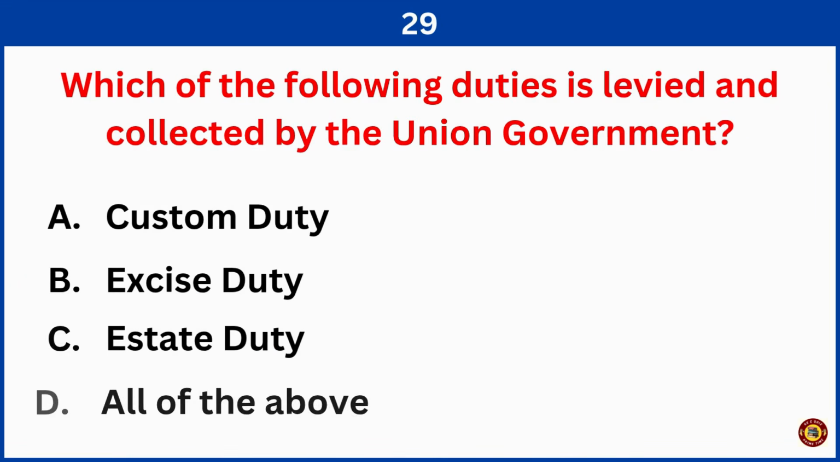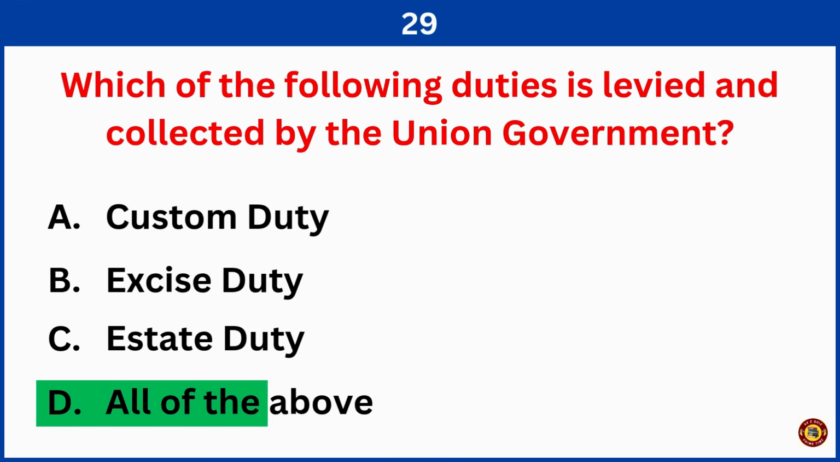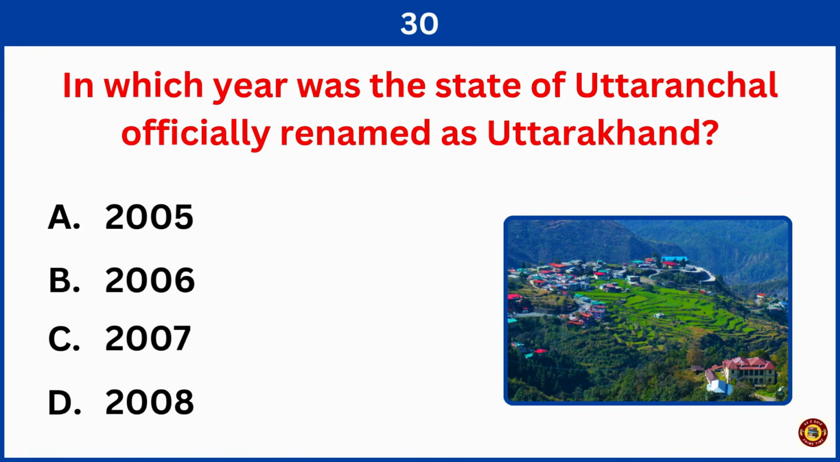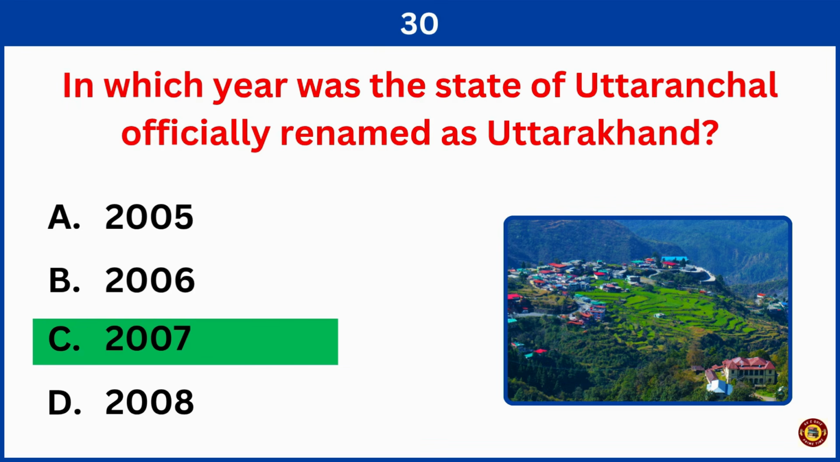Which of the following duties is levied and collected by the Union Government? Right answer is option D, all of the above: custom duty, excise duty, and estate duty. In which year was the state of Uttaranchal officially renamed as Uttarakhand? Right answer is option C, 2007.